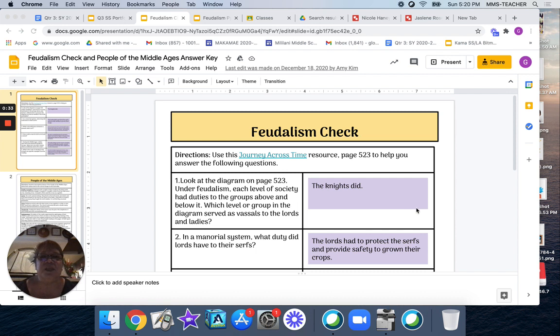Okay, so for feudalism check, number 1, look at the diagram on page 523. Under feudalism, each level of society had duties to the groups above and below it. Which level or group in the diagram served as vassals to the lords and ladies? Okay, the correct answer is the knights did.